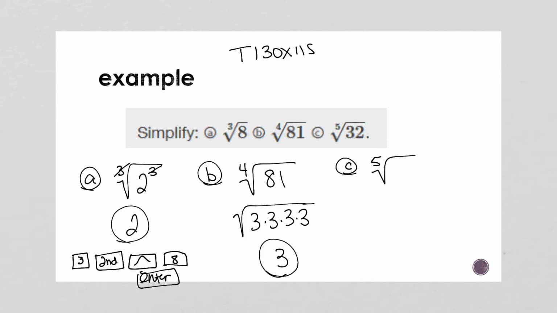The fifth root of 32. What number times itself 5 times would give us 32? Okay, so that's the same thing as, I could write out a bunch of 2's, or I could just say 2 to the fifth power. And remember, those 5's, they cancel each other, so I'm left with just 2. Okay, and if I'm typing this into the calculator, I would type in 5 first, then hit your second, your caret button, 32 instead of 8, 32, and then enter, and you should get 2.